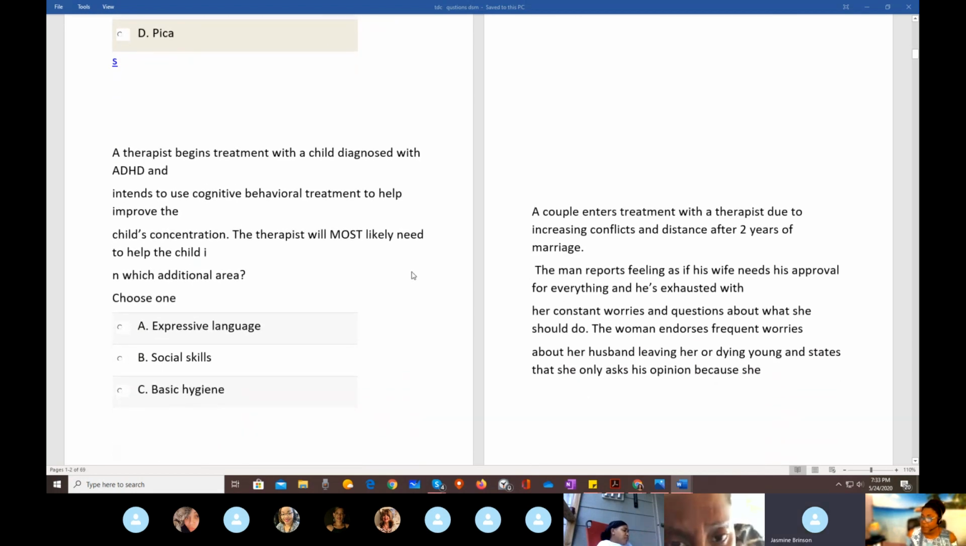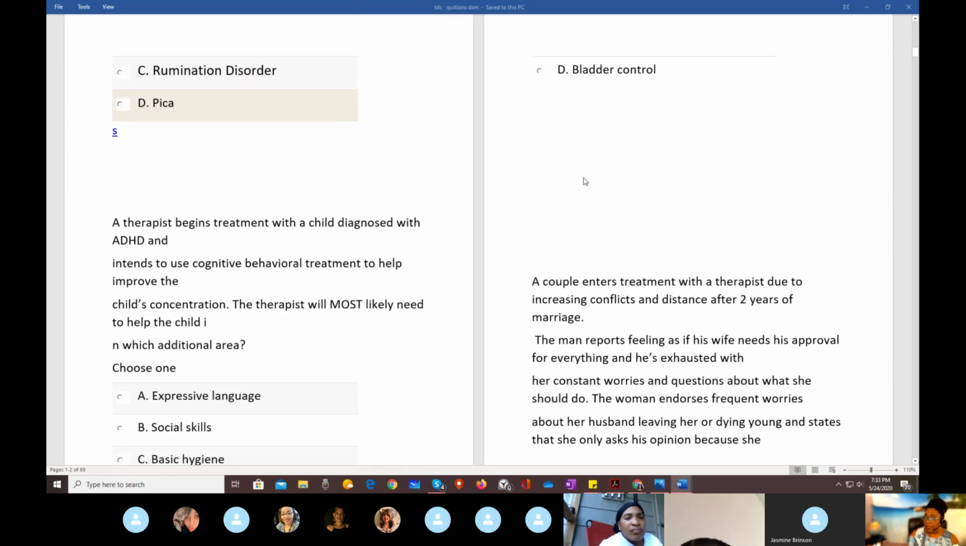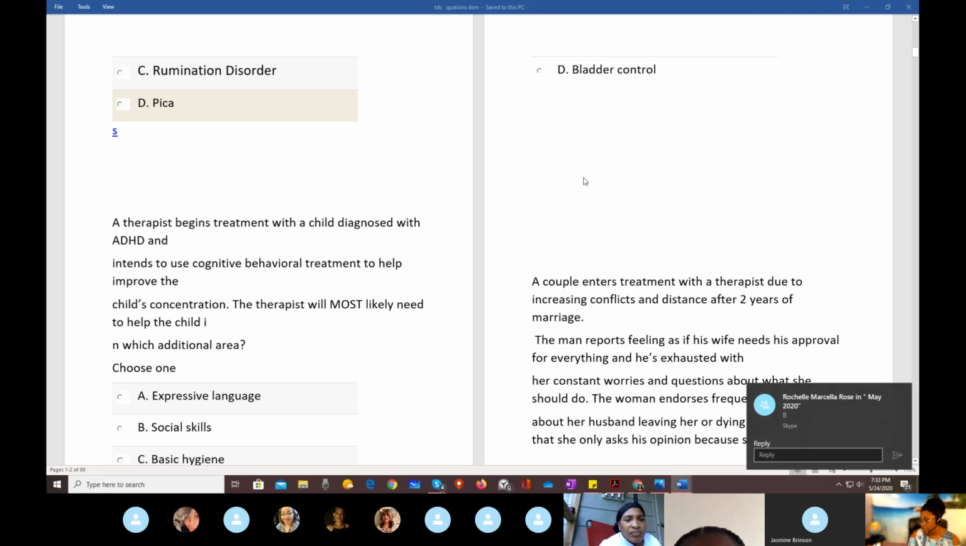A therapist begins treatment with a child diagnosed with ADHD and intends to use cognitive behavior therapy to help improve the child's concentration. The therapist would most likely need to help the child in which additional area? Expressive language, social skills, basic hygiene, or bladder control. He is ADHD. Got it. That is social skills.